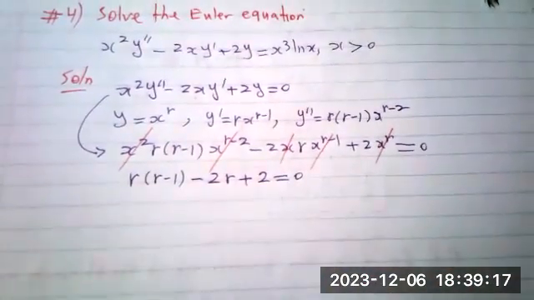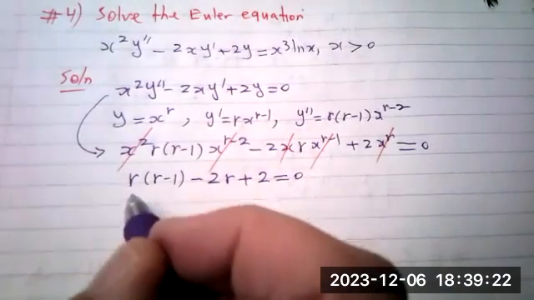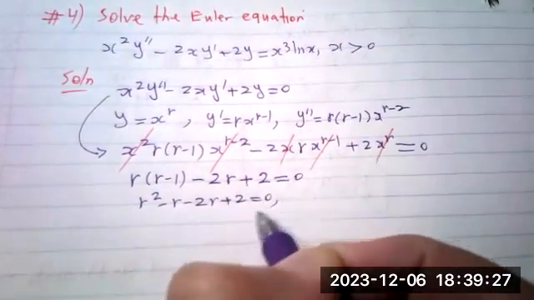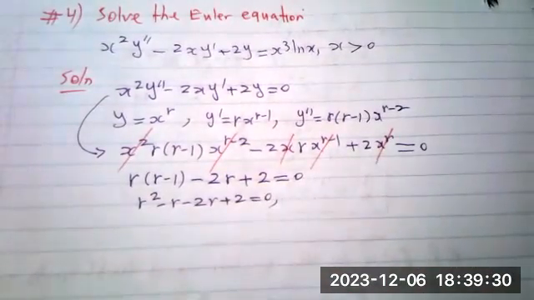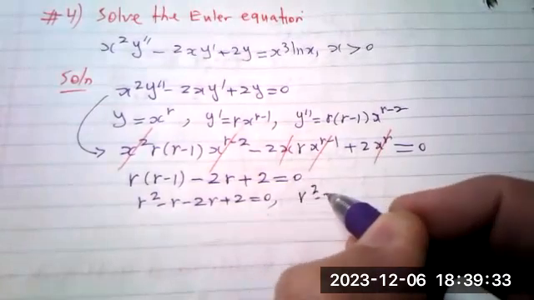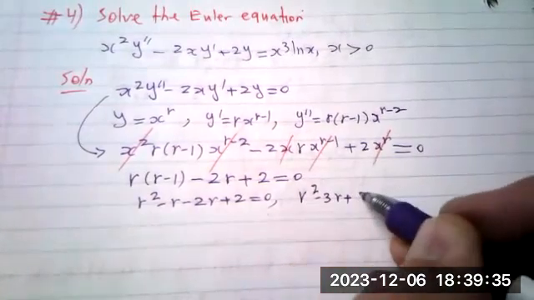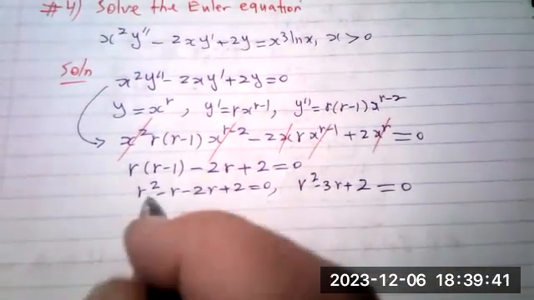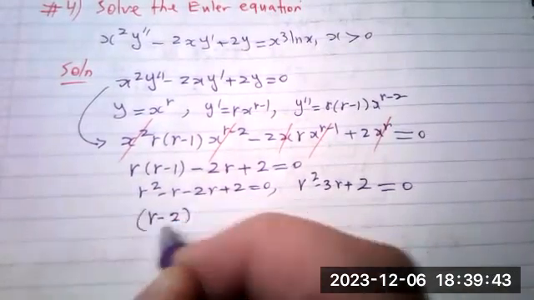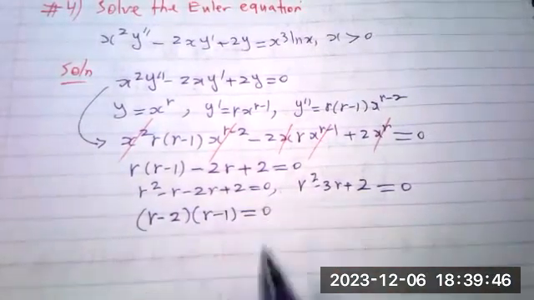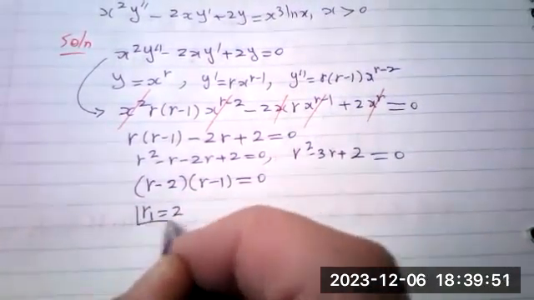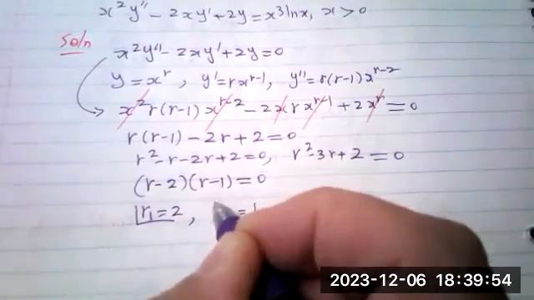The way we arrange it, those x's always disappear. So you solve this equation, you multiply it out: r squared minus r minus 2r plus 2 equal to 0. Okay, combine the like terms: r squared minus 3r plus 2 equal to 0. Nice equation. You factor it: r minus 2 times r minus 1. So we get two distinct solutions. The solution is r1 equal to 2 and r2 equal to 1.